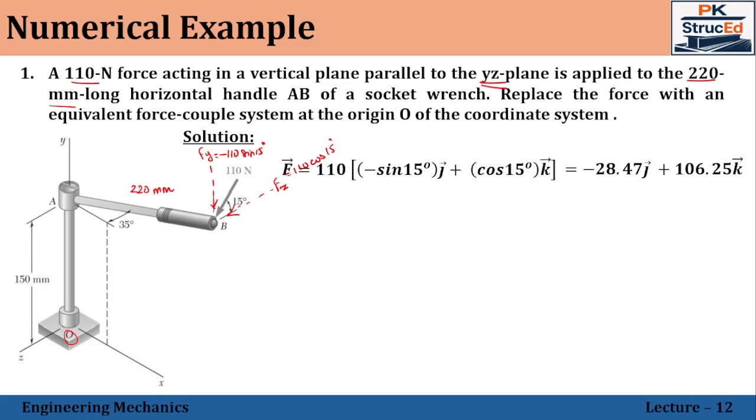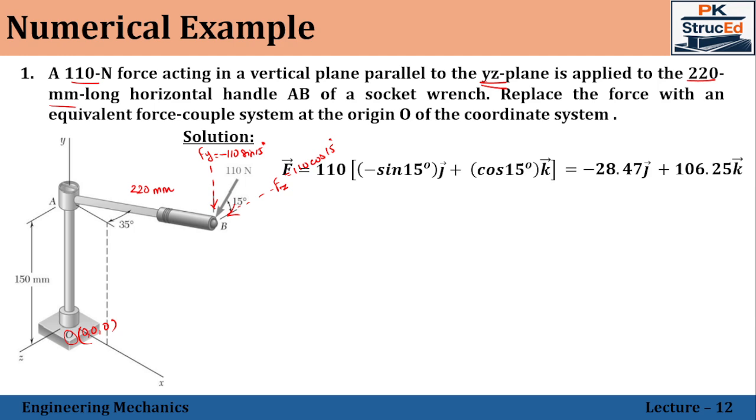Now the question is not only to find out the force in terms of vector, we need to replace this force with an equivalent force couple system at the origin O. So in that case, let me assume the origin O with the coordinate 0, 0, 0. And your force is acting at the end of the handle B, which means that I need to find the coordinate of the point B with respect to O, where O is the origin. And then if you know the coordinate, I can find out the moment of this force which is applied at the end of the handle B about the point O. That's what the question is asking.